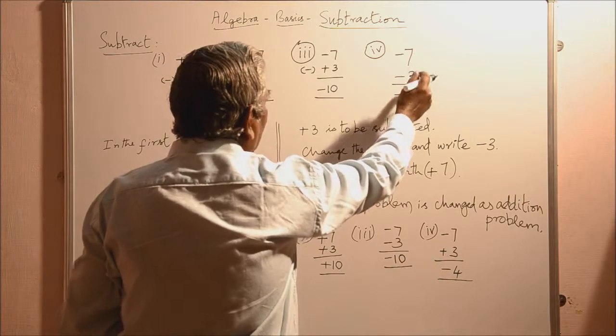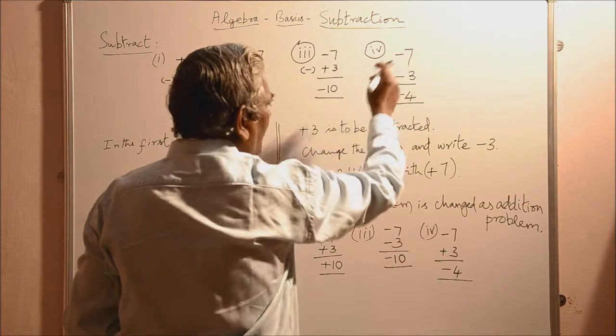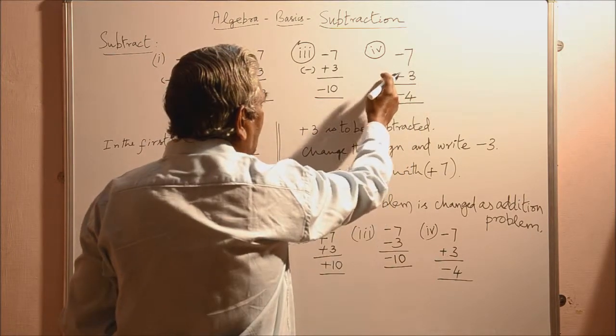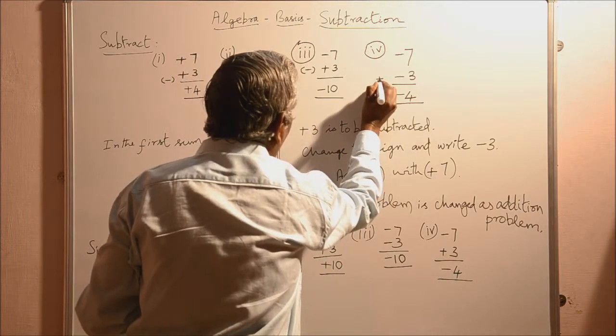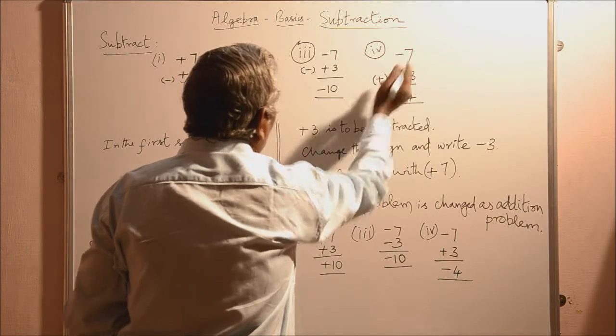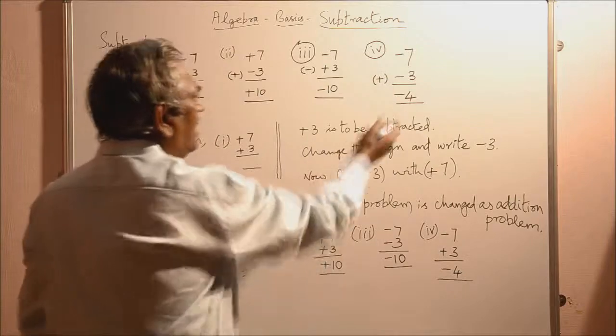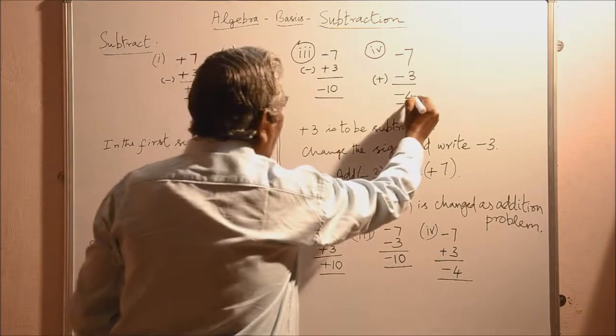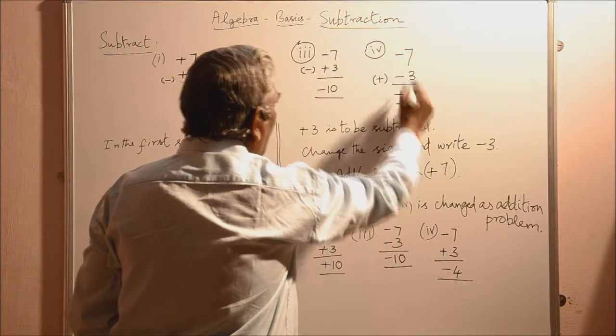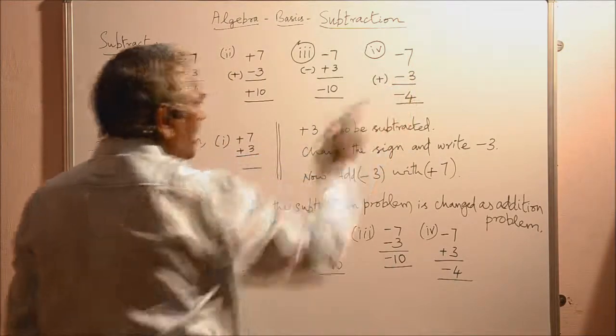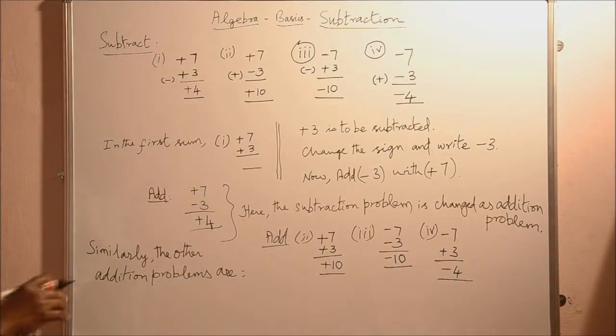Similarly here, this minus 3 is to be subtracted from minus 7. Therefore, change this sign. That becomes plus. So, minus 7 plus 3, that gives you minus 4. When you add those two numbers, that is minus 7 and plus 3, you get minus 4. This is the simple thing.